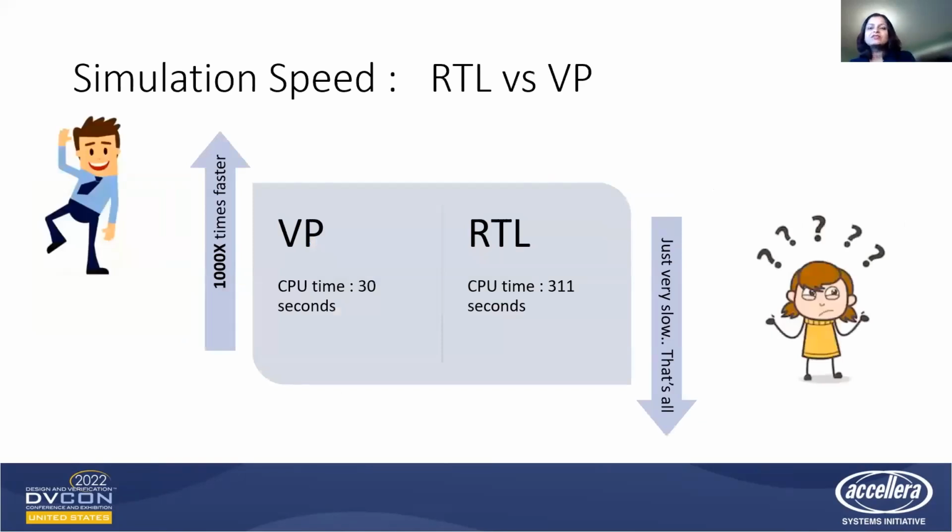Our quantified simulations showed 1000x gain in simulation speed. Now, this data is from the same application which was run on both the RTL as well as the VP. As you can see, the CPU time for a virtual prototype simulation is a mere 30 seconds, whereas for RTL, it is over 300 seconds, which clearly indicates how beneficial it is to aid in device driver development. This guy here is clearly happy about it.